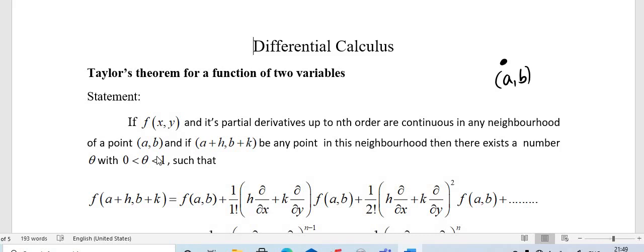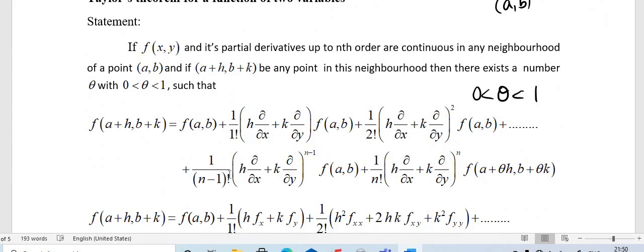If a plus h comma b plus k be any point in this neighborhood, then there exists a number theta with 0 less than theta less than 1 such that. So in this neighborhood we are taking a plus h comma b plus k as a point in the neighborhood of a comma b. In that situation, there exists a number theta such that 0 less than theta less than 1. That means the value of theta lies between 0 and 1. Then this is the expansion of Taylor's series.